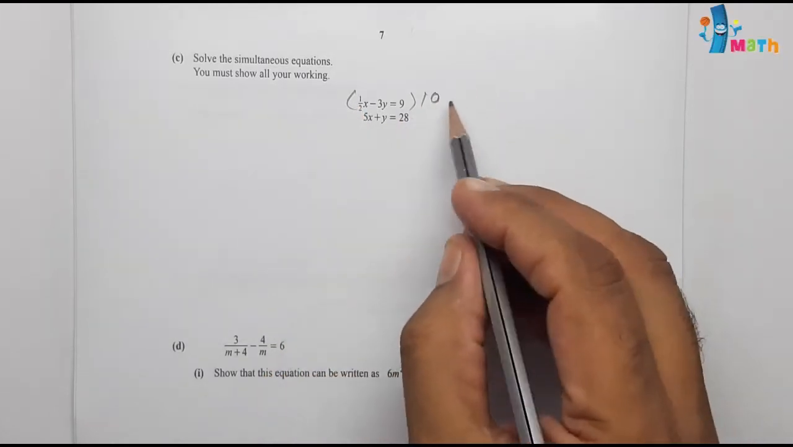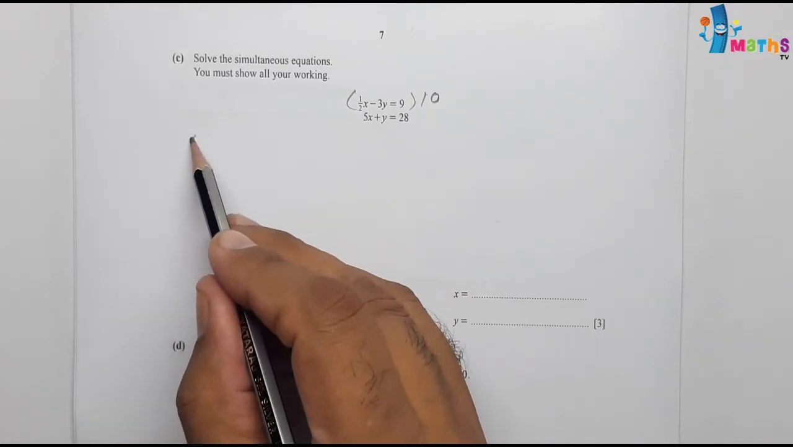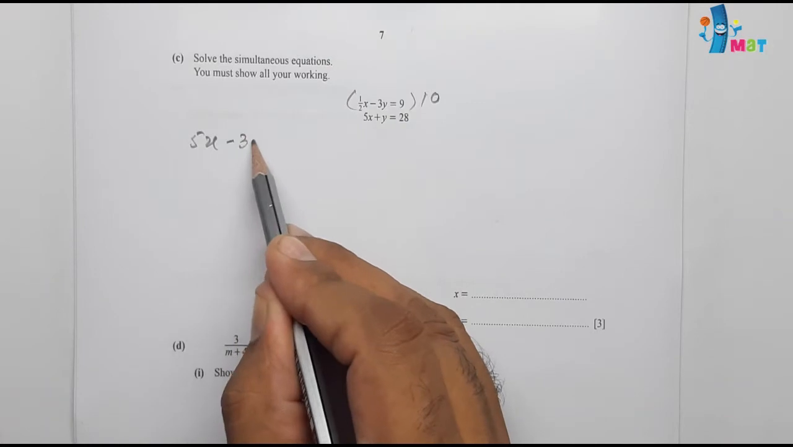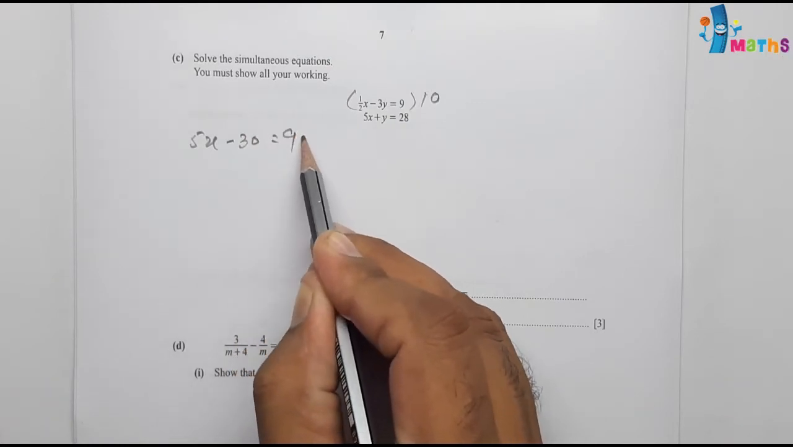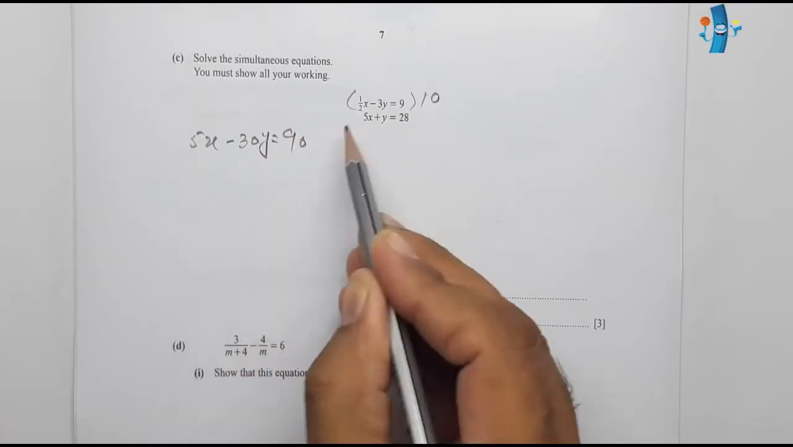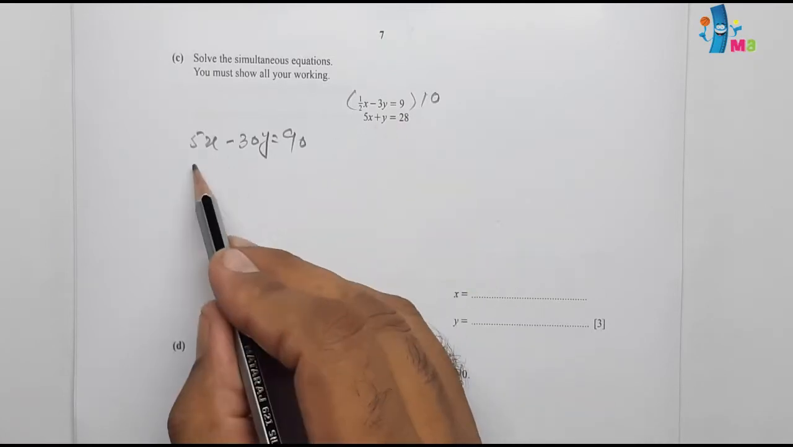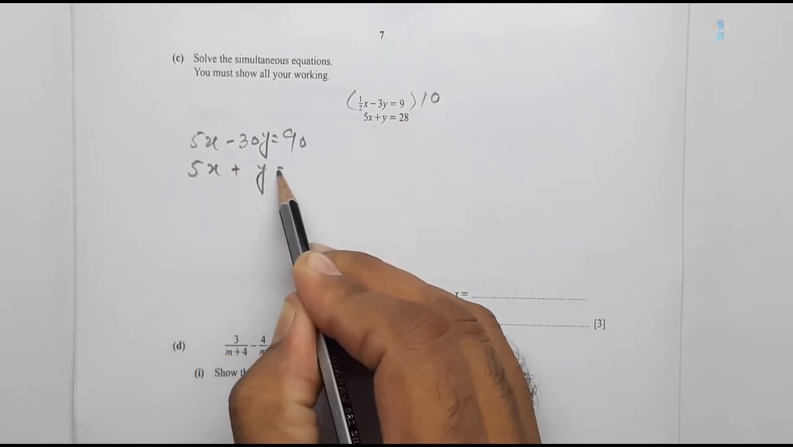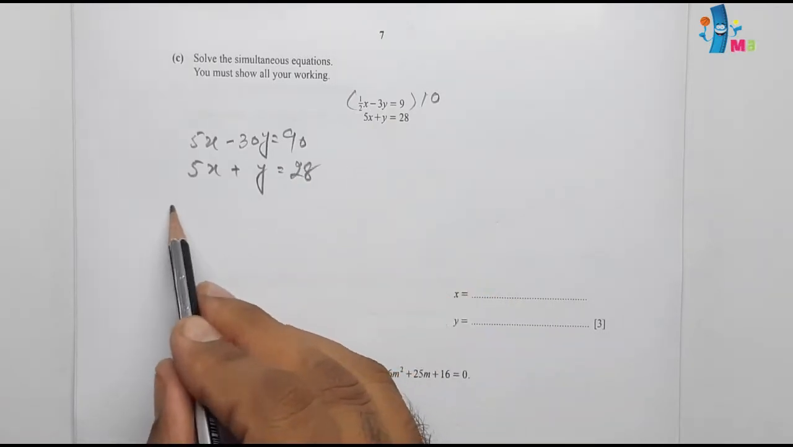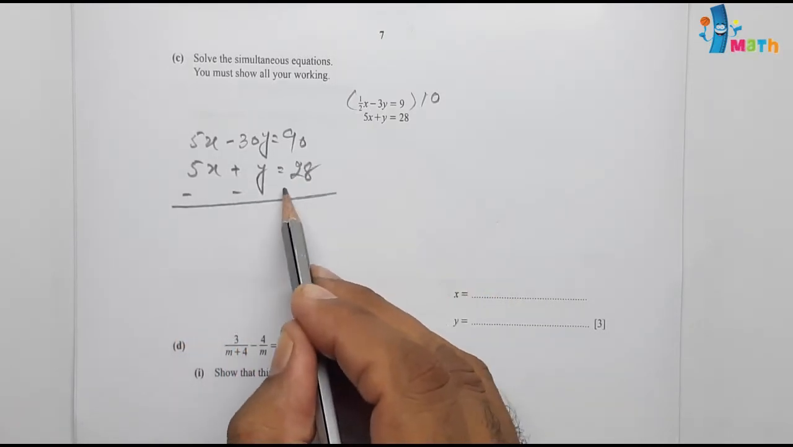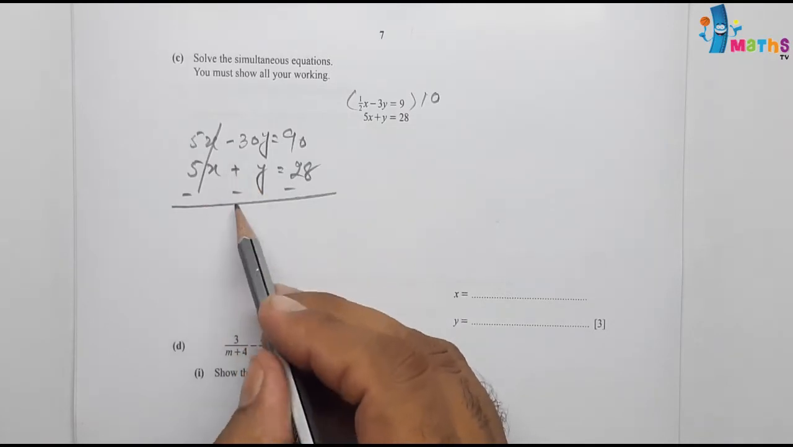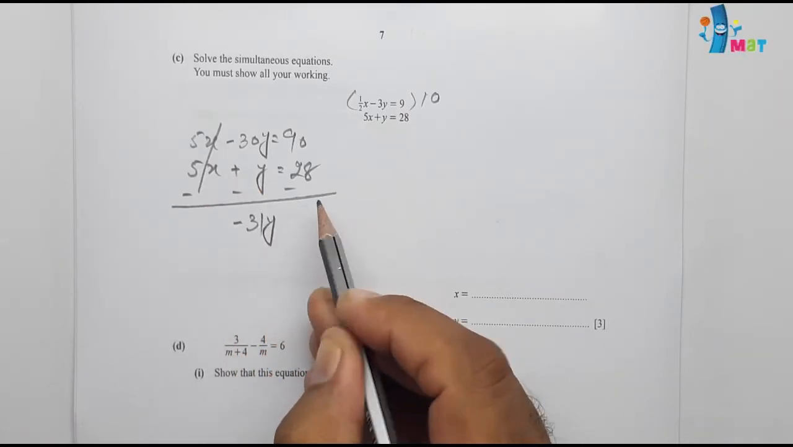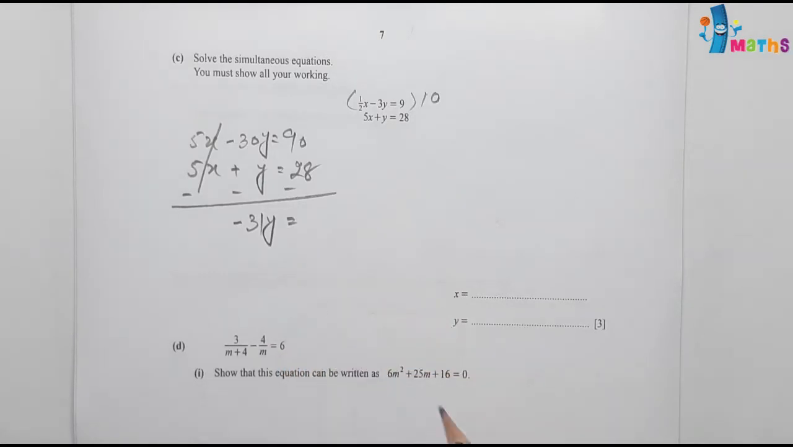So this will be resulting to 5x minus 30y is equal to 90. And this equation we can write as it is, 5x plus y is equal to 28. So now we can subtract, we'll change sign, and this one will be minus 31y is equal to 90.